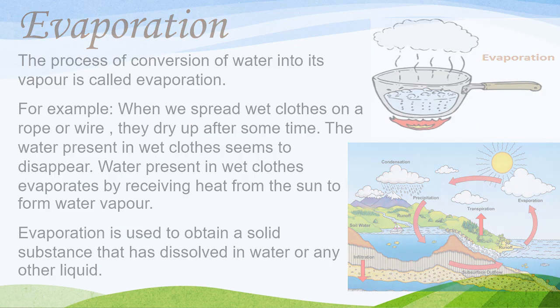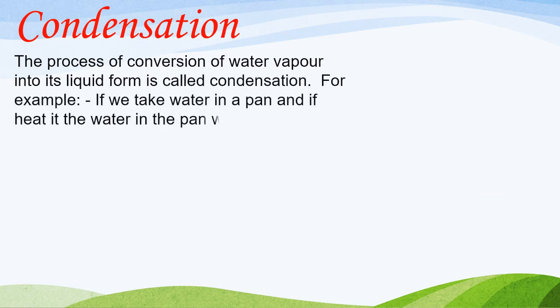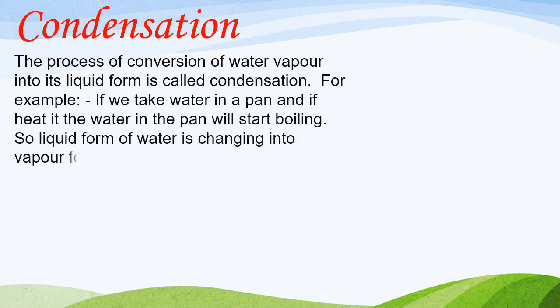Now see the next method, condensation. Now see what is condensation. The process of conversion of water vapor into its liquid form is called condensation. For example, if we take water in a pan and heat it, the water in the pan will start boiling. So liquid water is changing into vapor form. In the process of evaporation we convert liquid into water vapor, but in this process we have to reverse it. We have to do the opposite.